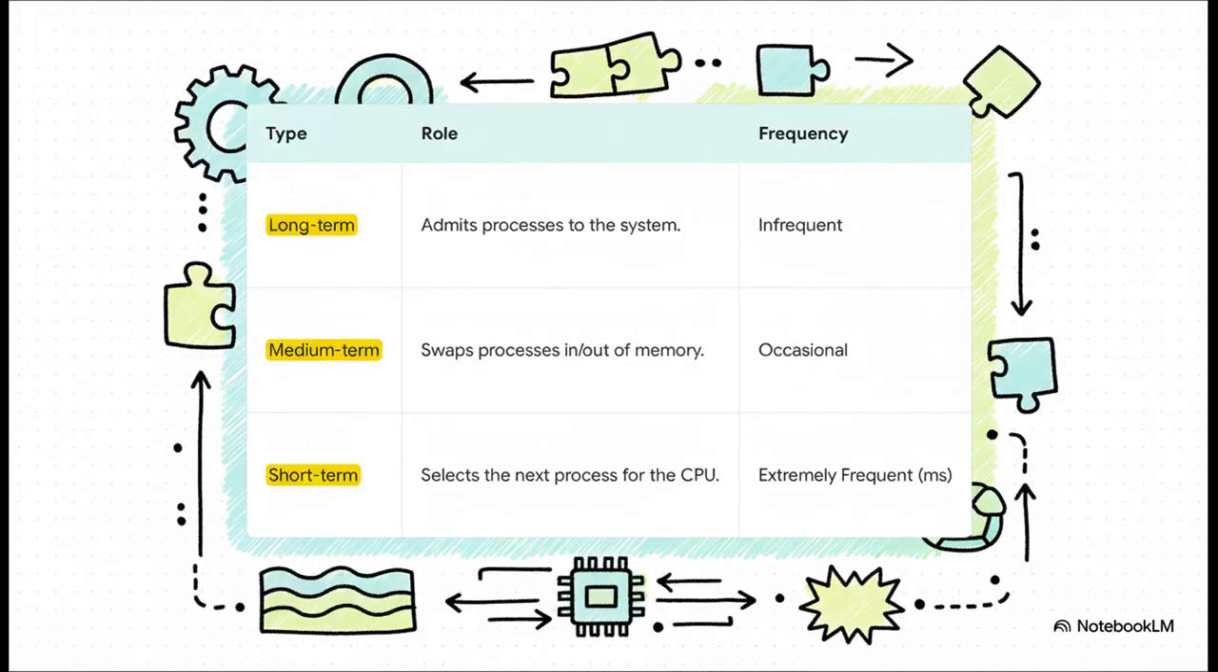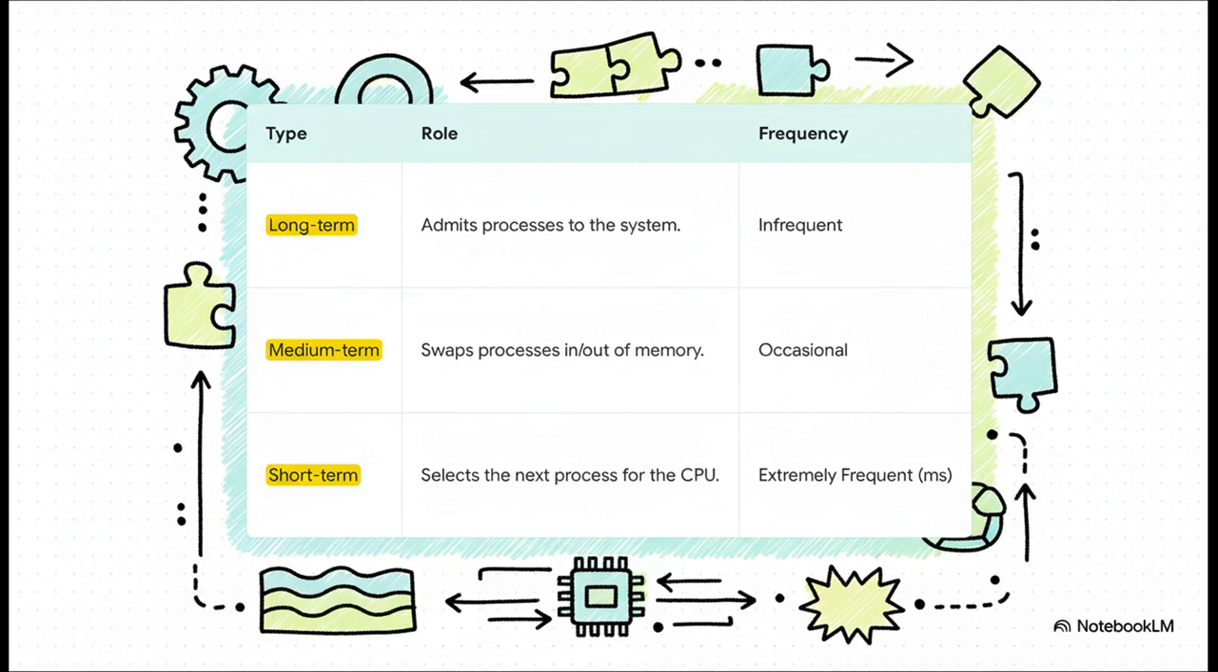And it's not just one scheduler. There are actually 3 of them, each working on a totally different timescale. The long-term scheduler is like the main gatekeeper. It decides which new jobs to even let into the party. The medium-term one pops in occasionally to manage memory, maybe swapping a process out for a bit. But the real star, the one at the heart of the action, is the short-term scheduler.